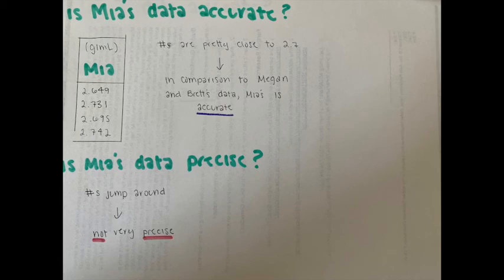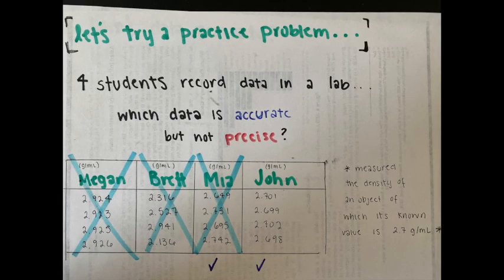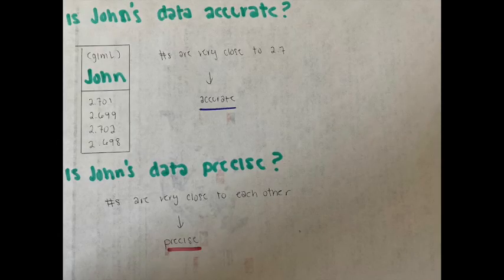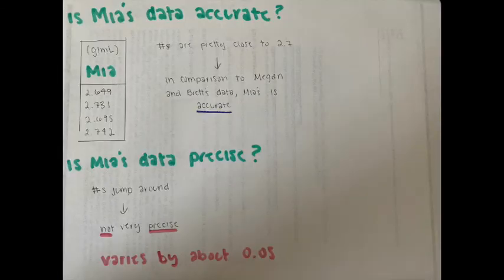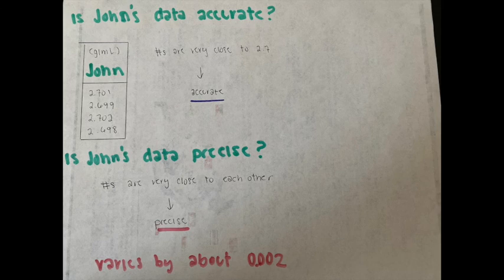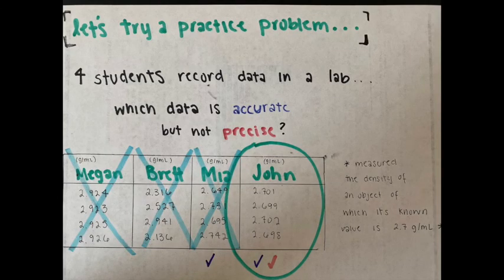In looking at her numbers, they jump around a lot, and from this we can say that they are not very precise. Now we can ask ourselves if John's data is precise, and seeing as the numbers are very close to each other, we can say that it is precise. We can confirm these results quantitatively by seeing that Mia's results vary by about 0.05 and John's results vary by about 0.02.